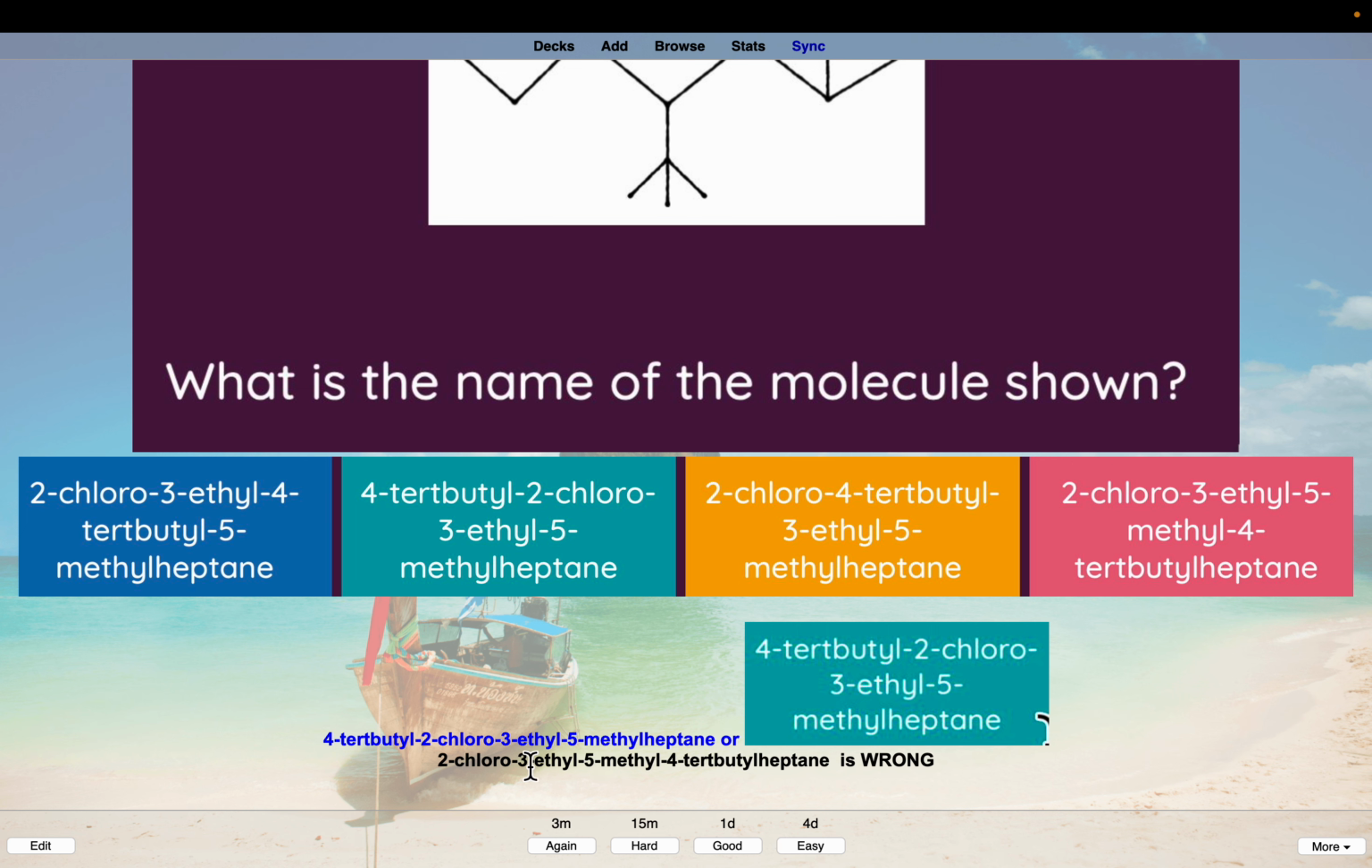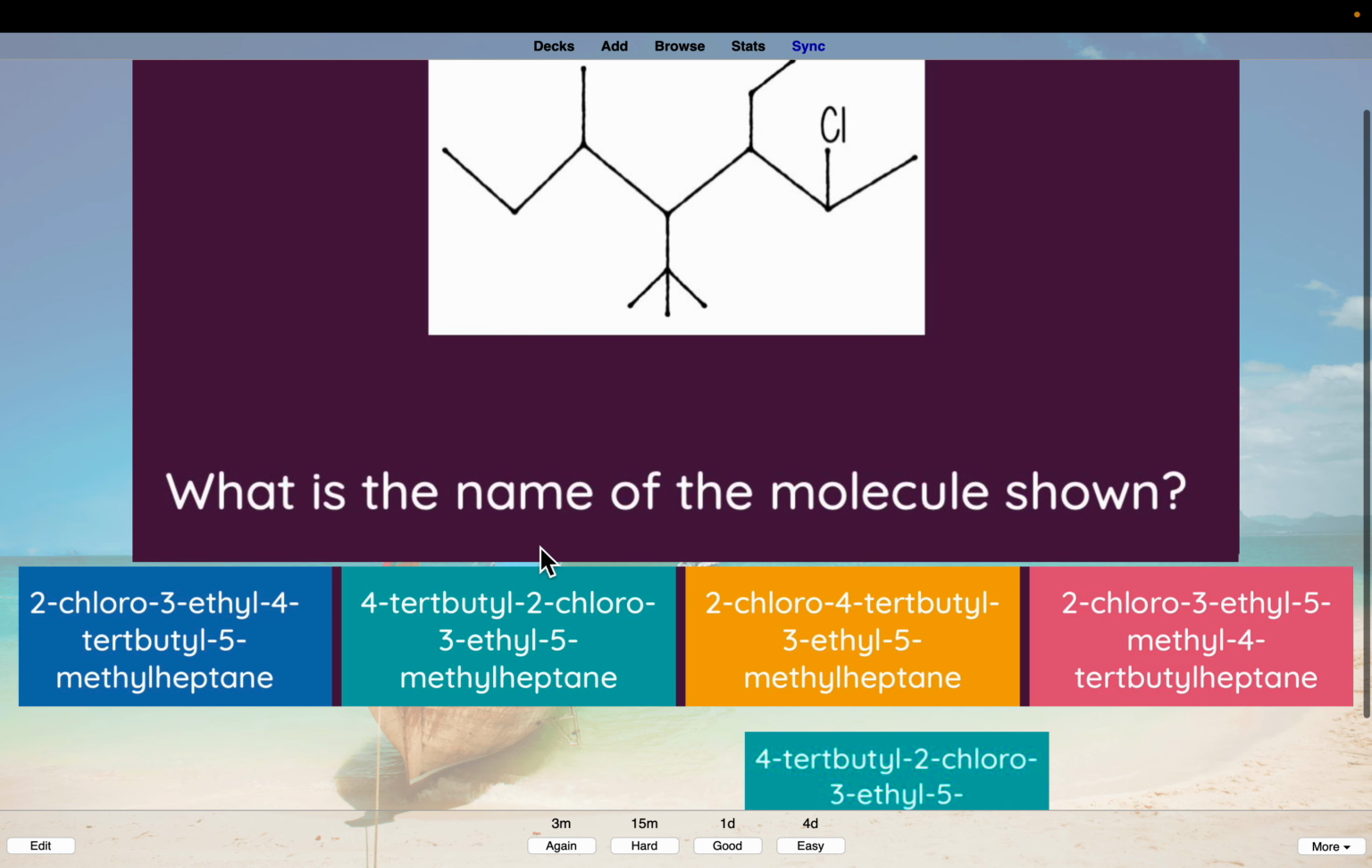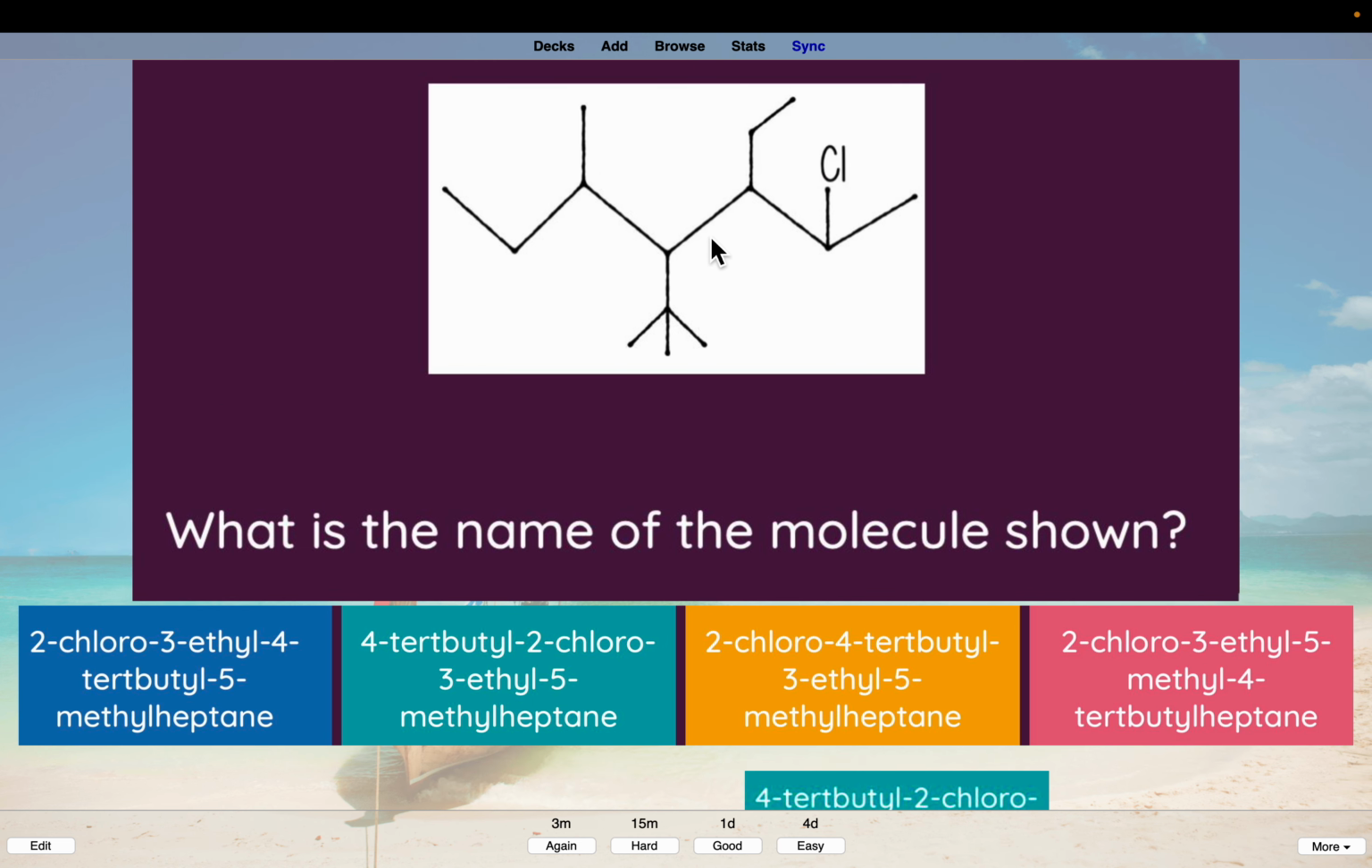Okay, so I got the same mistake as before. I chose this answer. It was supposed to be this. 5 methyl, 3 ethyl, 4 tert butyl, methylheptane.